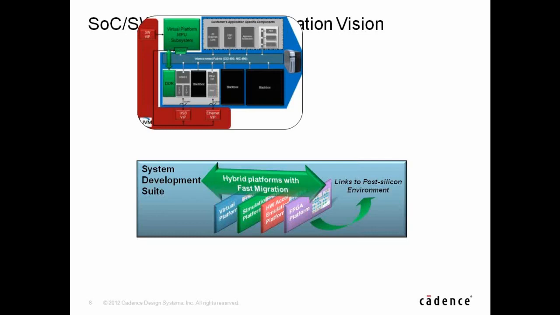Let me give you an example. Maybe you're developing a GPU. GPUs typically don't have fast models, don't have TLM. They may have TLM models, maybe not. It's unlikely.